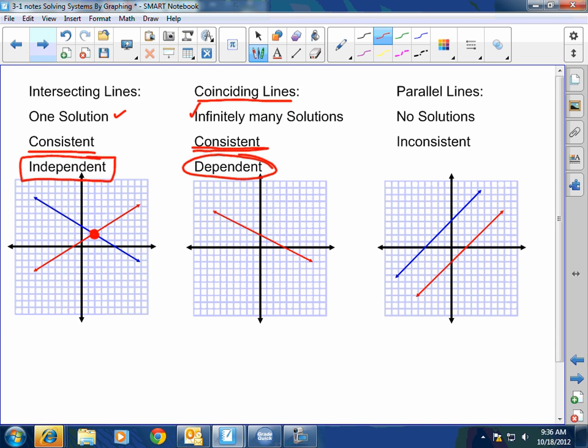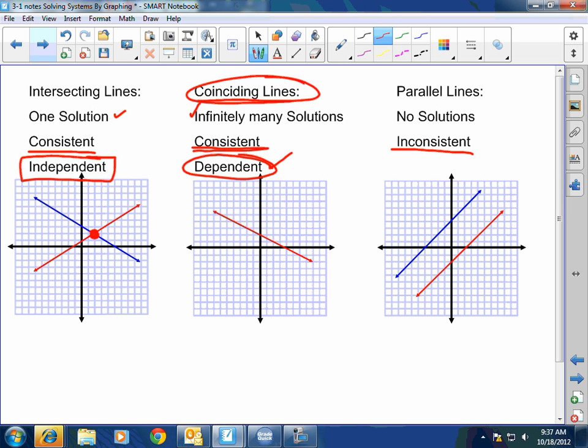What's our answer, if you're graphing coinciding lines? You would put: this is dependent, infinitely many solutions. Thank you, sir. Parallel lines. If you have parallel lines, you have no solutions, and that is inconsistent. Okay, it's inconsistent, there's no solutions.